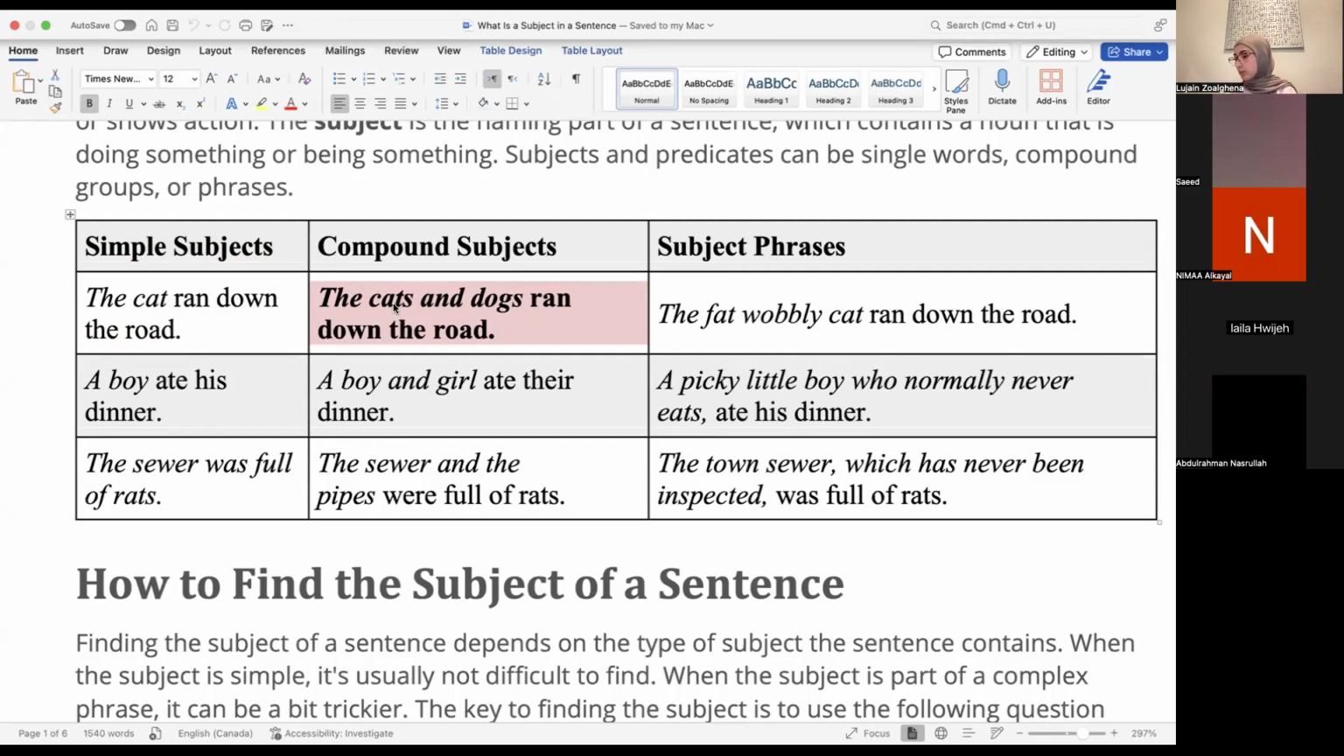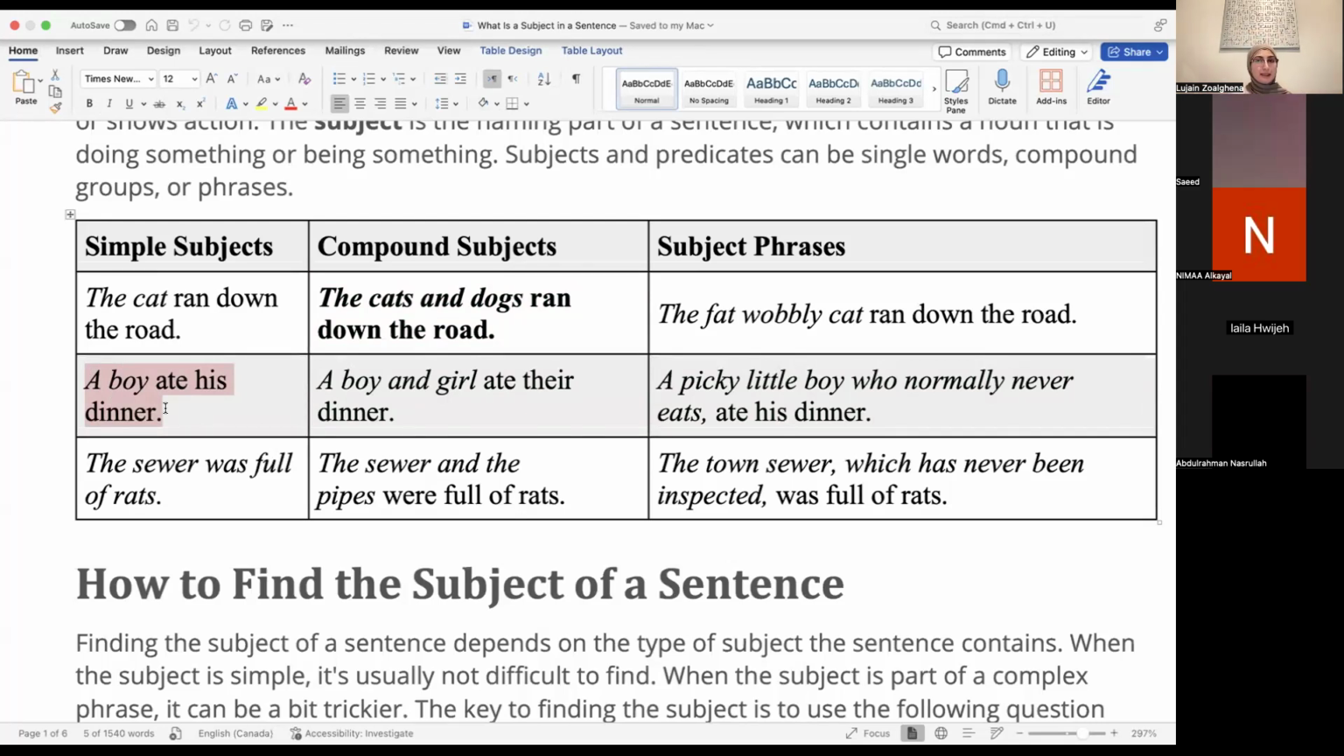All right. Now, who can read the second example over here as a simple subject? I can read it. Yes, go ahead, please. A boy ate his dinner. So this is a simple subject. The second example, a compound subject. Can you read the sentence? A boy and girl ate their dinner. Correct. And then the subject phrase, how did it come? A boy and girl, this is the compound subject.